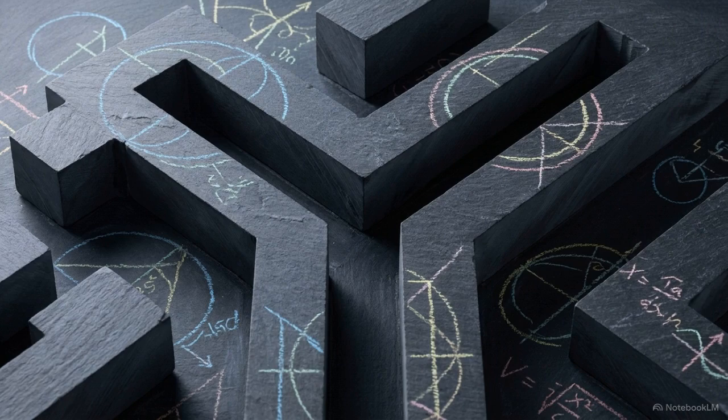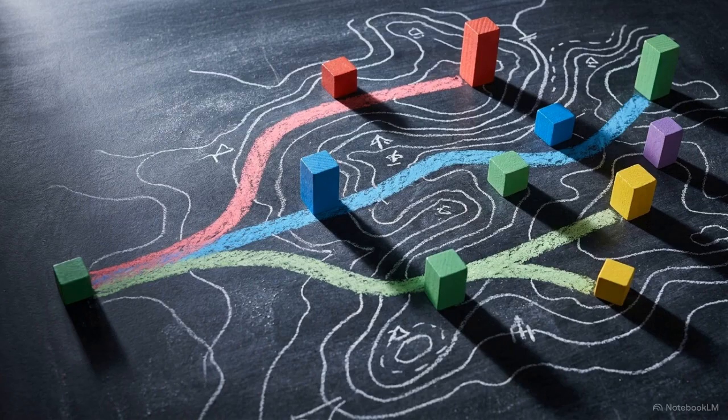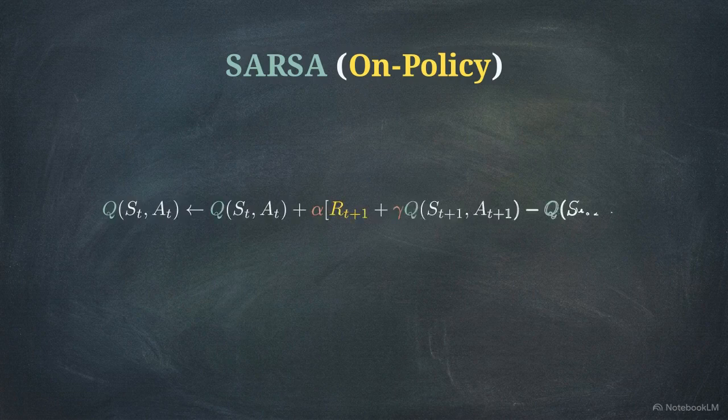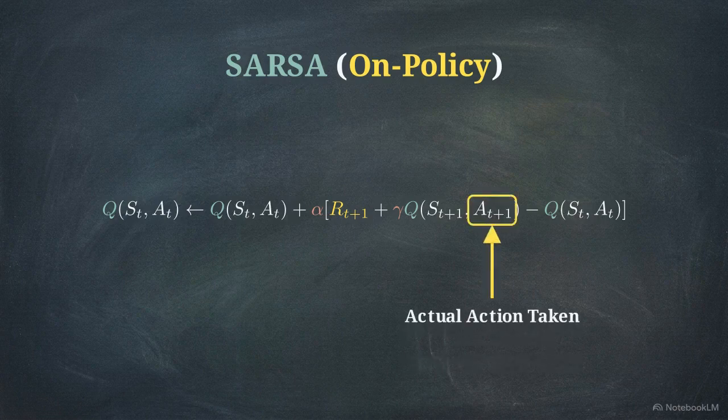To achieve control over an environment, the agent must shift from estimating the value of states to estimating the value of specific actions within those states. The SARSA algorithm accomplishes this as an on-policy method. It mathematically evaluates and improves the exact policy that the agent is currently using to navigate. SARSA's target relies on the specific action the agent actually executes in the next state. It absorbs any randomness, exploration, or mistakes directly into its value updates.